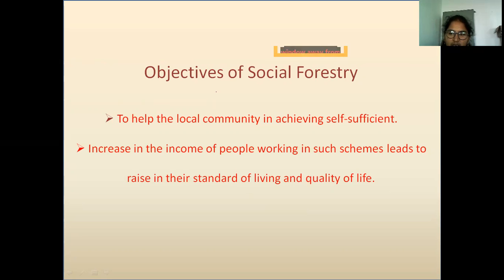The major objectives of this are afforestation of less fertile wastelands or unproductive land for productive use, to provide recreational facilities to the local communities, to help the local community in achieving self-sufficiency, to generate employment opportunities for unskilled workers and the rural poor, and also to increase the income of people working in such schemes, that is, the standard of living and quality of life.